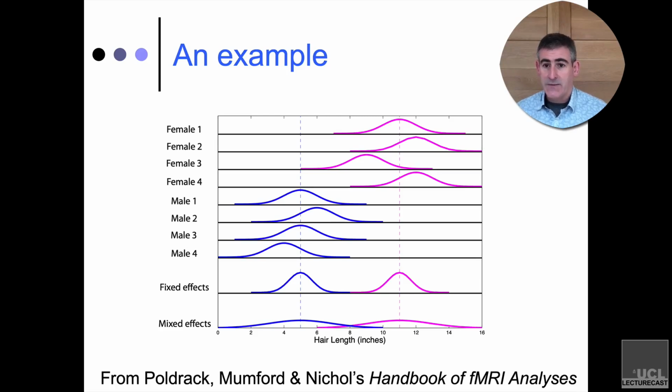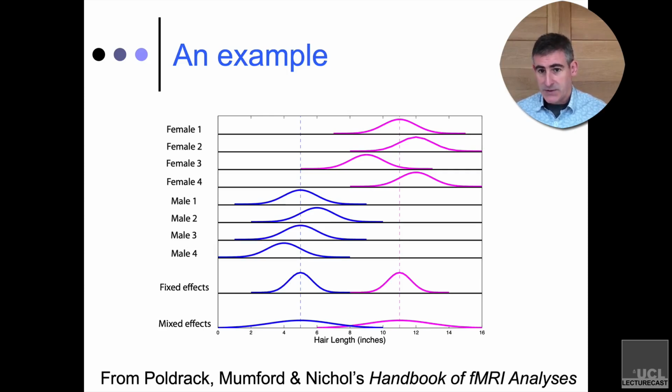In contrast, if I were to estimate how much variance there is across people, because you can see that the means for men and women individually vary, right? This one guy has something right on the mean, one guy's a little bit to the right, one guy's a little bit to the left, and the same for the women. So there's variation in how long men's hair is, and there's variation in how long women's hair is as well.